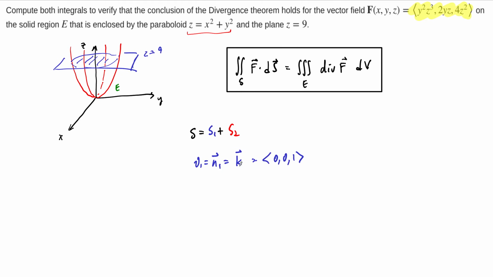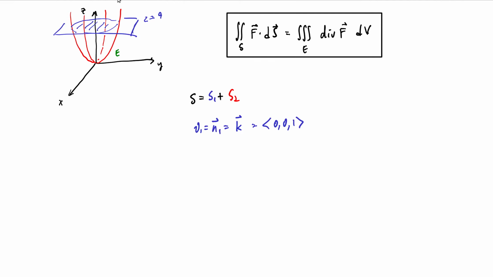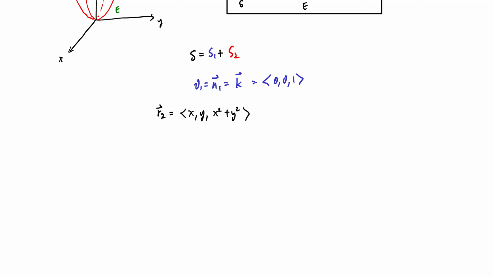For S2, we need to compute the unit normal vector field along this graph of a function, right? And so what we can do is we can parameterize r2, we'll say, as the graph of the function: x, y, and then x squared plus y squared. And then we compute the normal vector, and we'll just have to make sure that it's outward pointing, and if it's not, then we'll have to fix it, right? Just negate the whole thing.